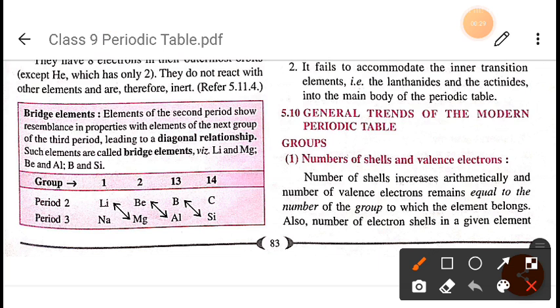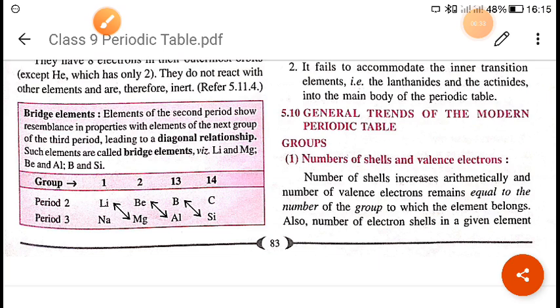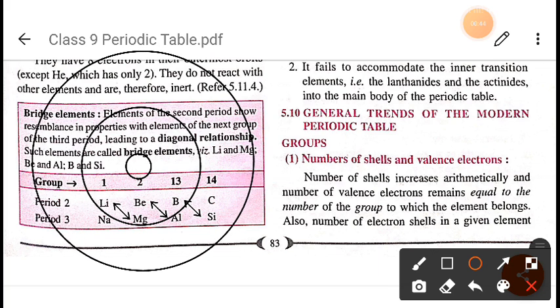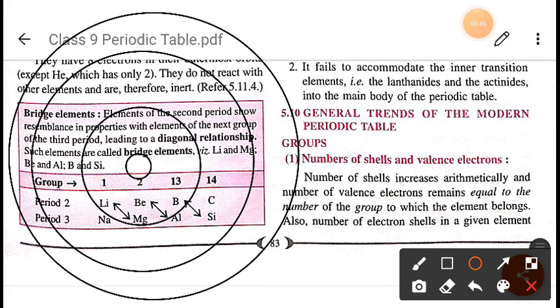So first is the number of shells and the valence electrons. I hope you know what a shell is and what a valence electron is, right? Suppose this is a nucleus here. This one is the first shell, this one is the second shell, this one is the third shell, and suppose in the third shell there are two or three electrons. This is called valence electrons, the electrons present in the outermost shell, right?